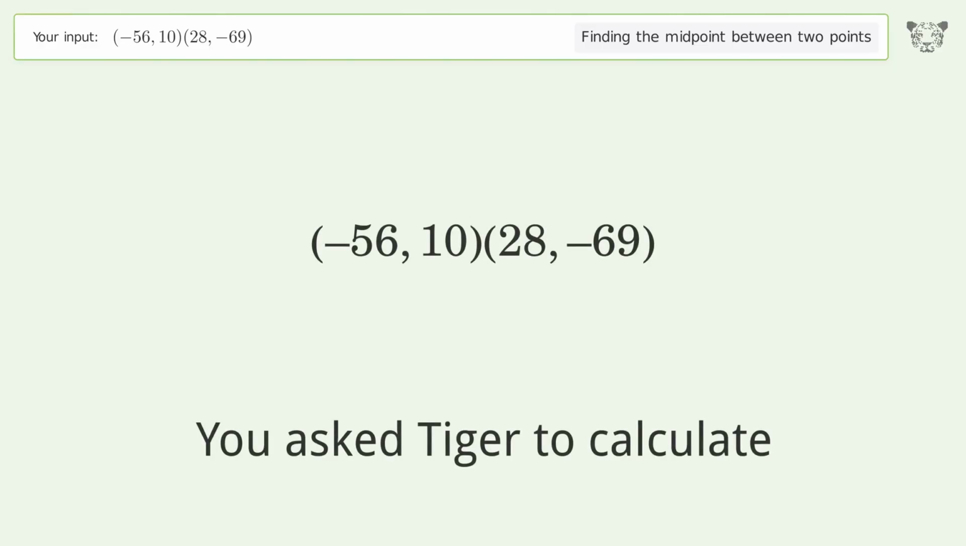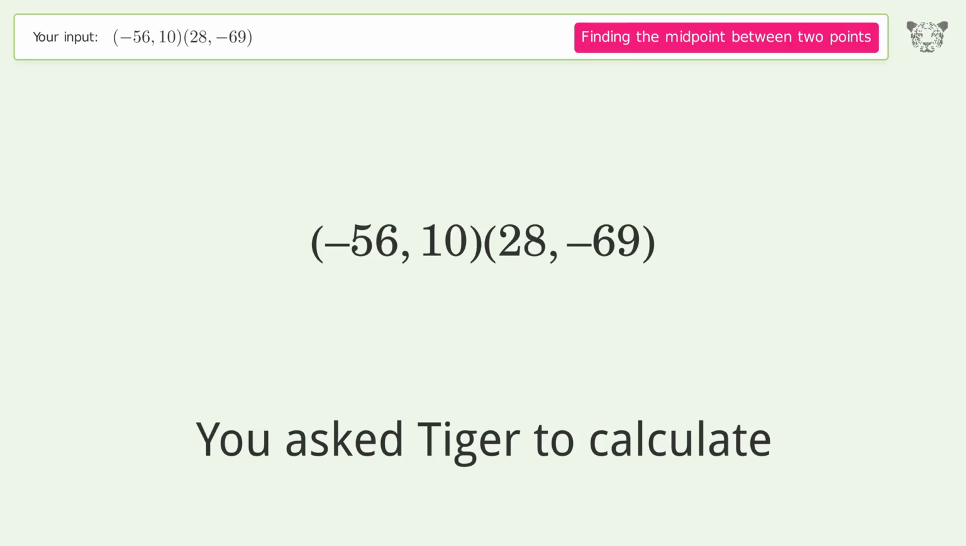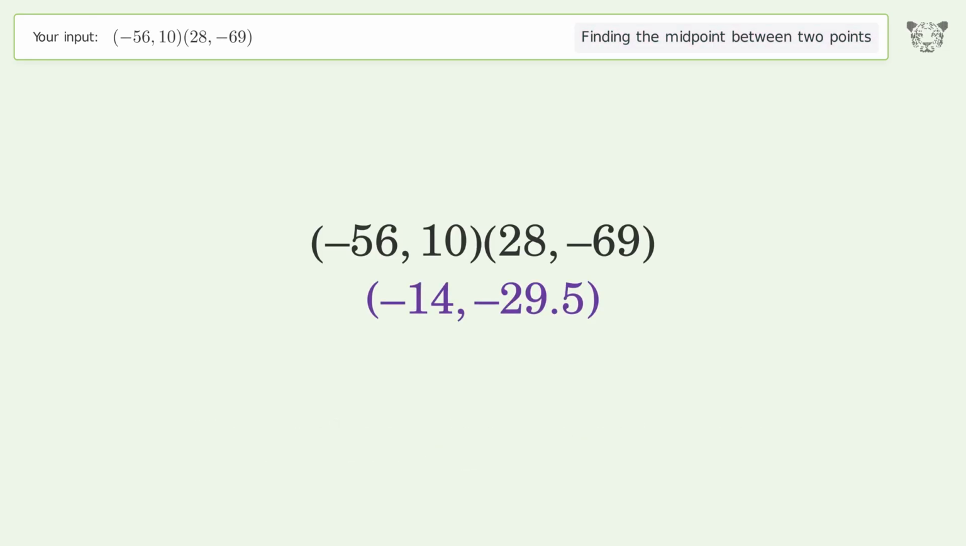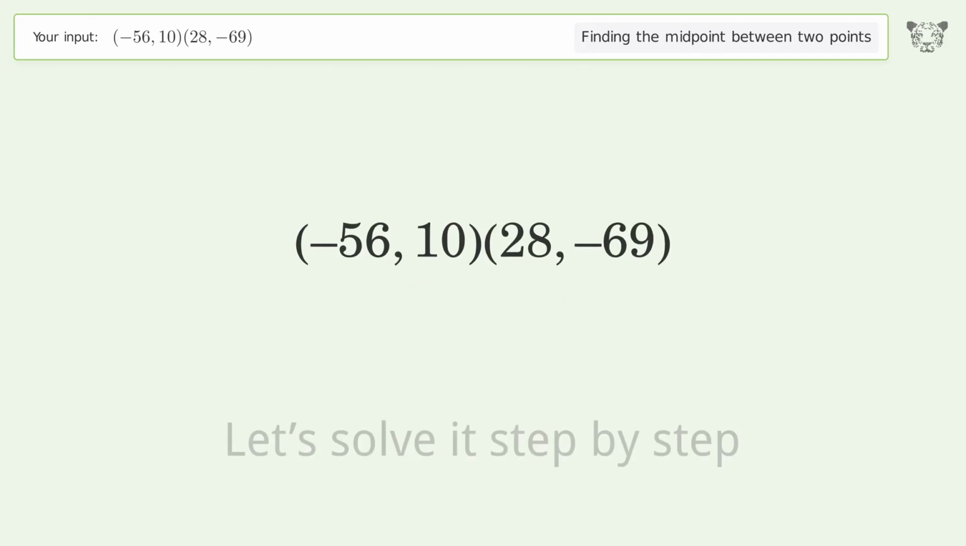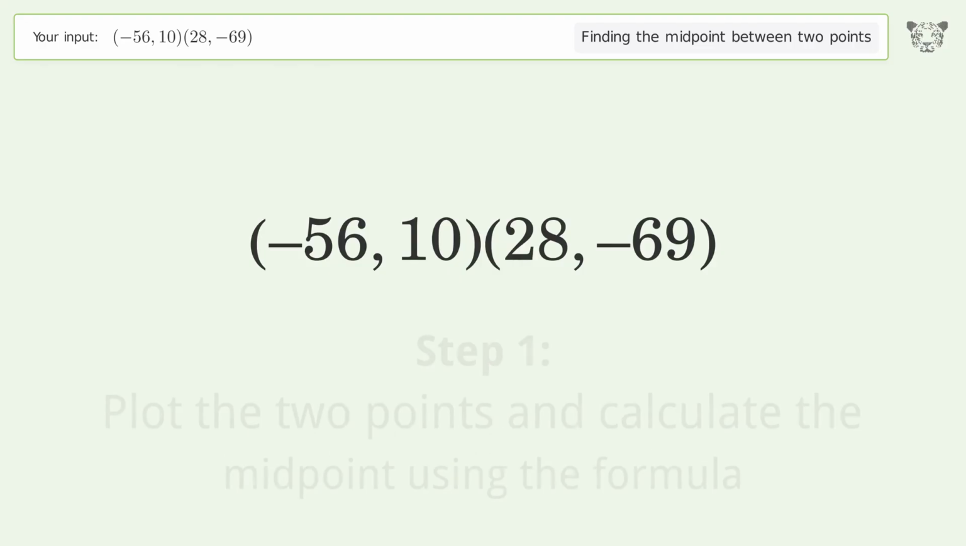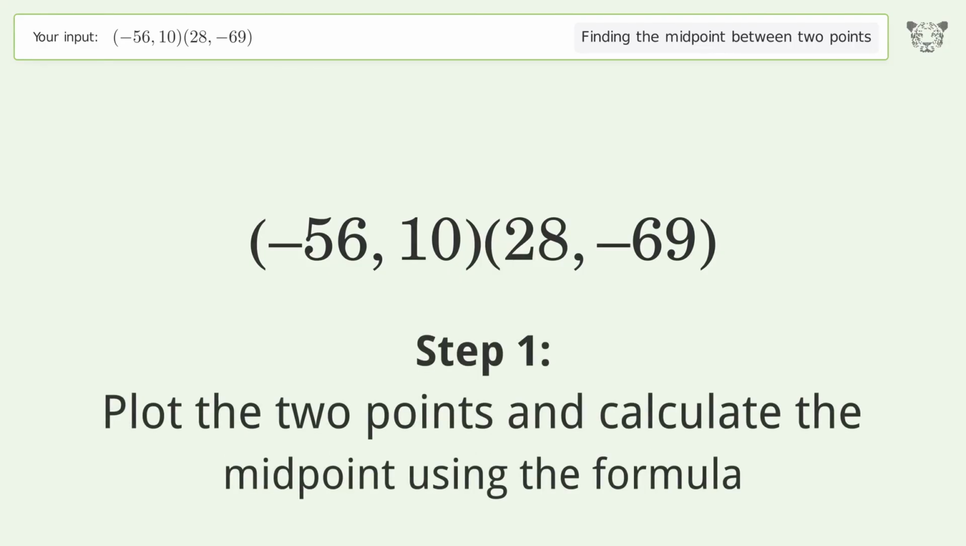You ask Tiger to calculate. This deals with finding the midpoint between 2 points. The midpoint between the 2 points is -14, -29.5. Let's solve it step by step. Plot the 2 points and calculate the midpoint using the formula.